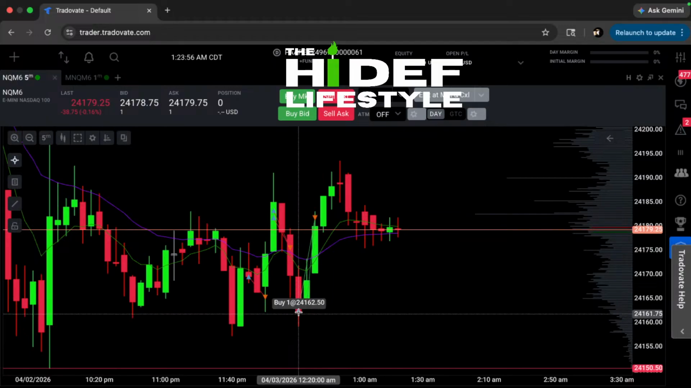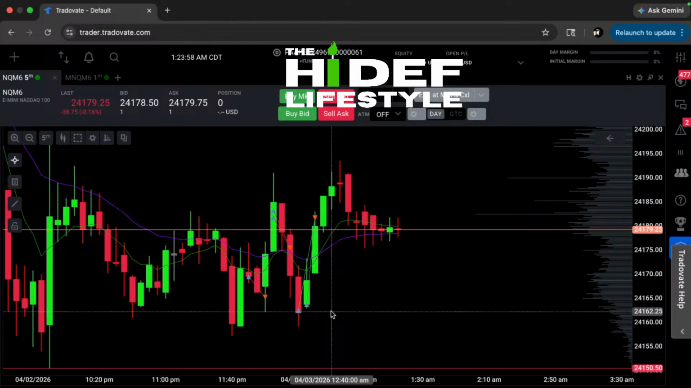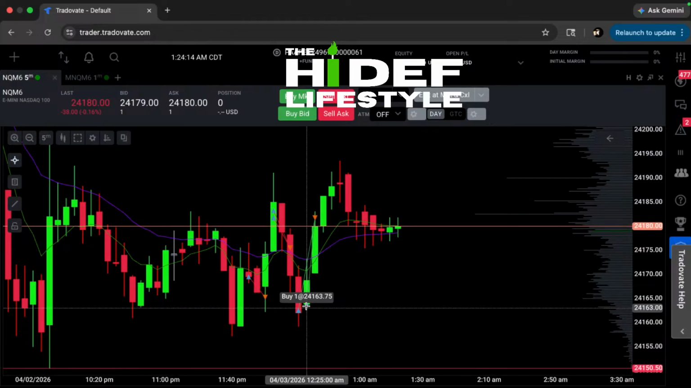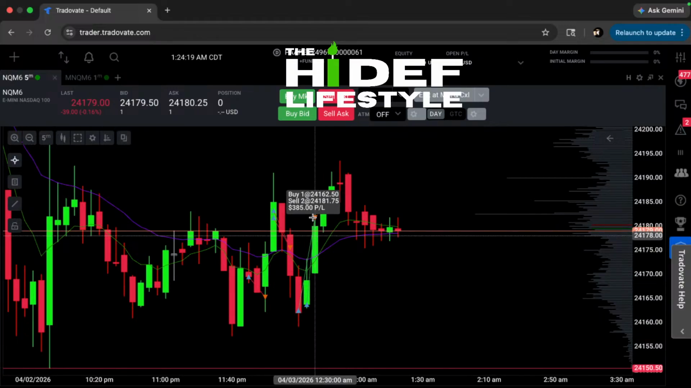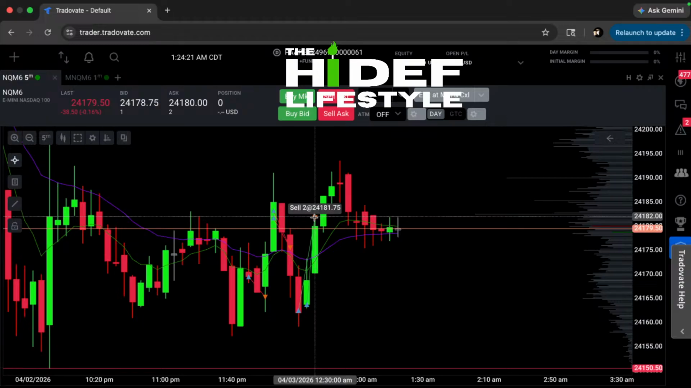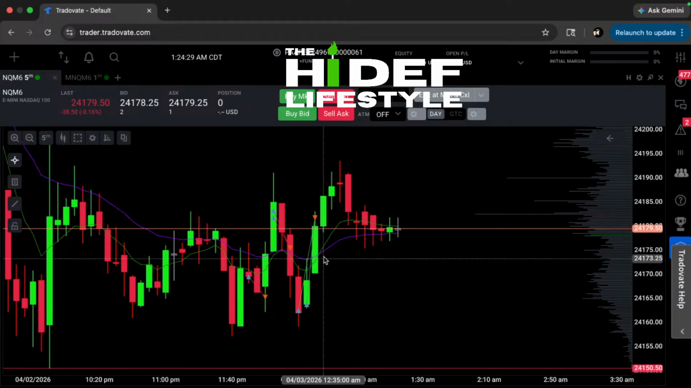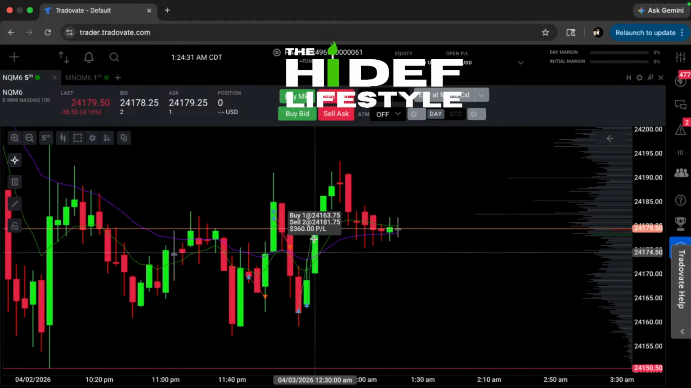But here is the first entry. So I got in down here at 24,000. The exact entry was 24,162.50 for the first mini, and the second mini was at 24,163.75. All right, so we have two minis, and the trade I closed out right here at 24,181. So we got about a 20-point move to the upside with two minis.